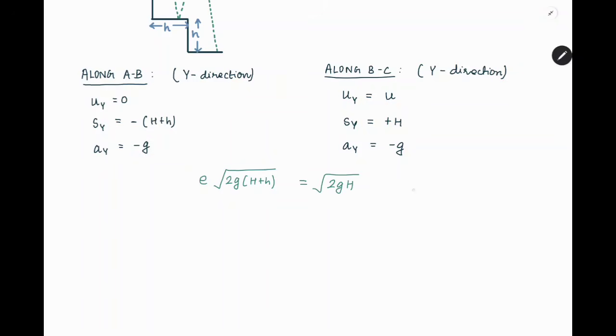Or we can also say in alternate terms that the coefficient of restitution e is equal to velocity of separation, which is root 2gH, so as to cover the path B to C, upon velocity of approach, which was root 2g(h plus H). And obviously there will be some sign, so it will cancel out, and we will again get back to this equation. So either you can directly write this, or you can write it in this way: velocity of separation upon velocity of approach.